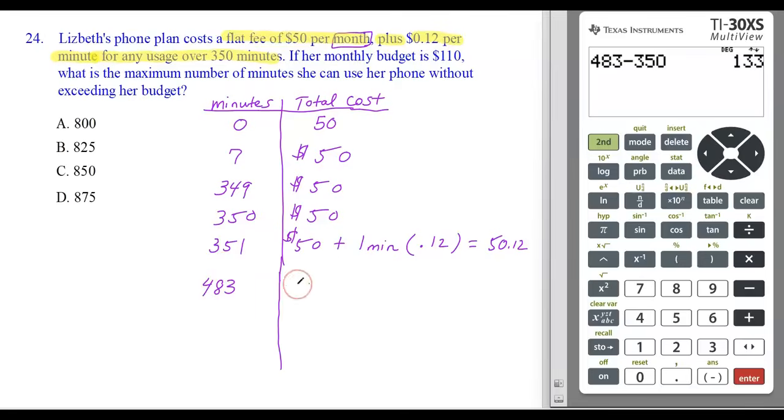So 483 is 133 minutes over 350 minutes. So I'm charged just for the 133 minutes. So it would be the $50 plus 133. That's how many minutes 483 is over 350. It's 133 minutes over times the 12 cents per minute. From right here, 12 cents per minute for any usage over 350.